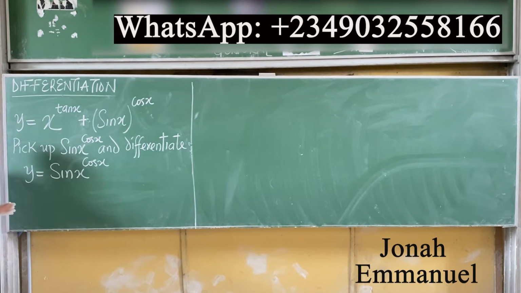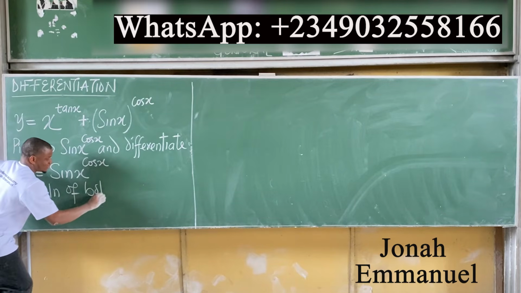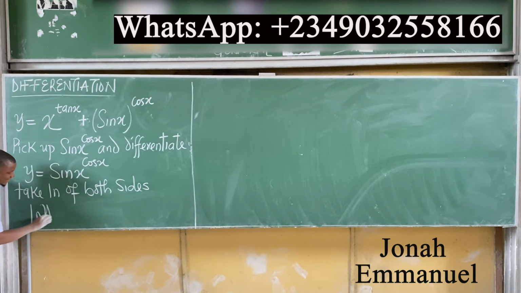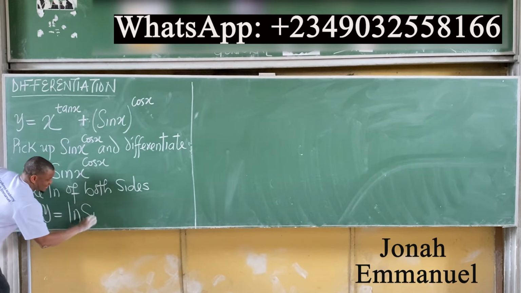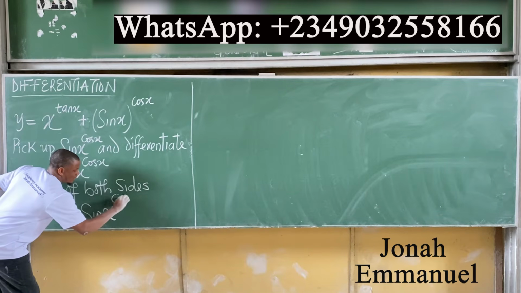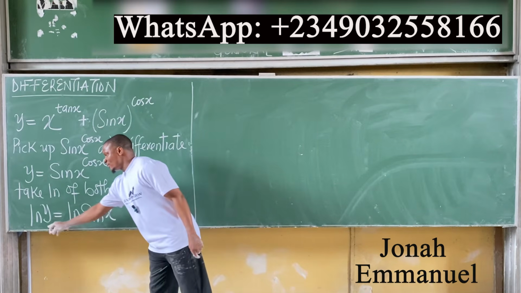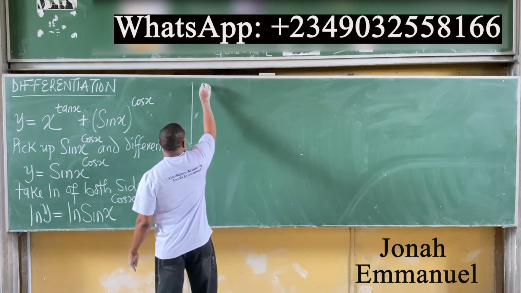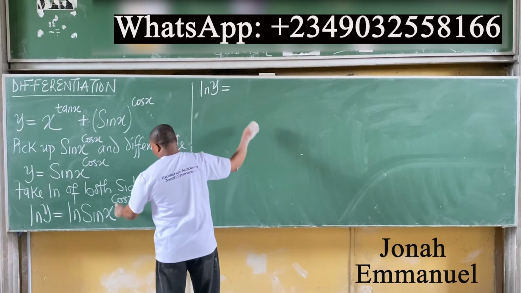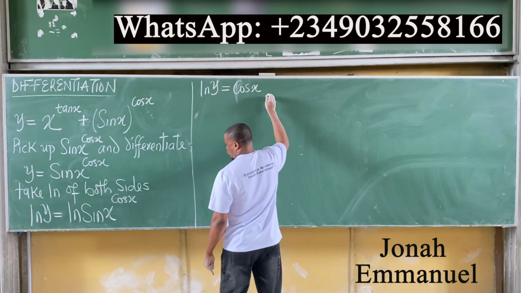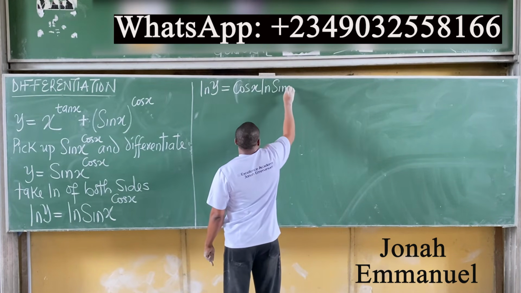Again, following the same pattern, my first task is to take ln of both sides. What do I get there? ln y equals ln of sine x to the power cos x. If I differentiate ln y, the power comes down first. So I have ln y equals cos x into ln of sine x.